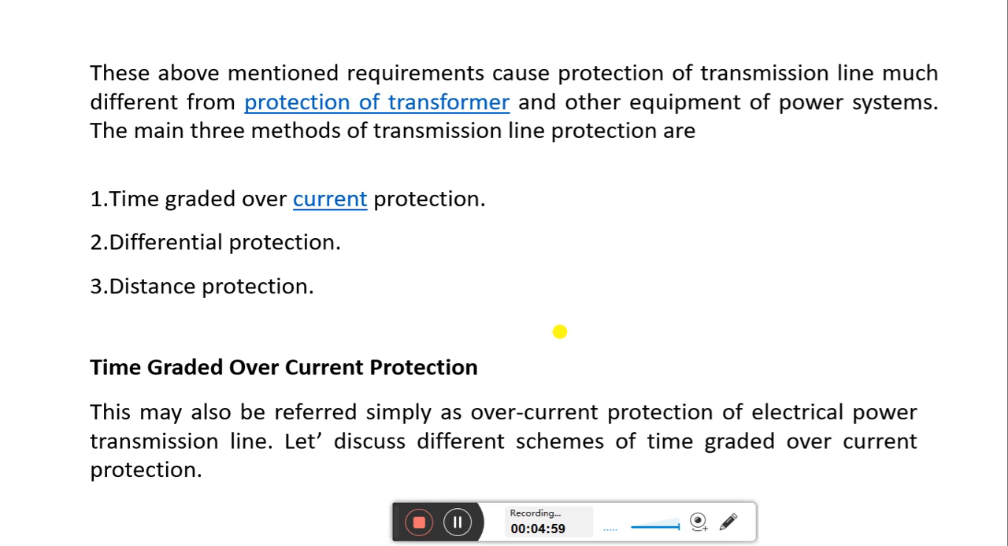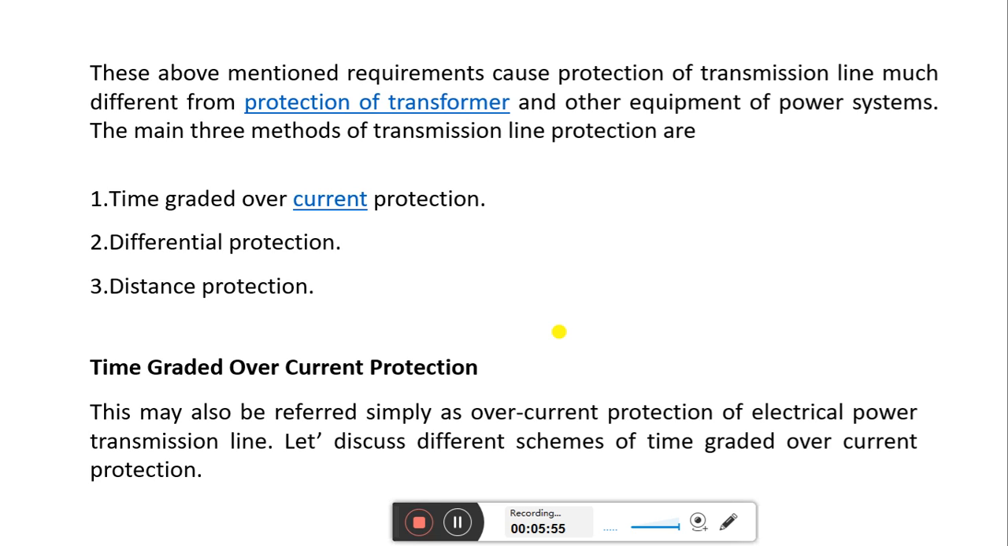These above mentioned requirements make protection of transmission lines much different from protection of transformers and other equipments of the power systems. Because of this, the protection of lines is taken much more care of compared to transformers, generators or other equipments of the power system. So the main three methods of transmission line protection are classified. First is the time graded overcurrent protection. Second is the differential protection. And third is the distance protection. The last two, the differential protection and distance protection, we have already studied in previous classes.